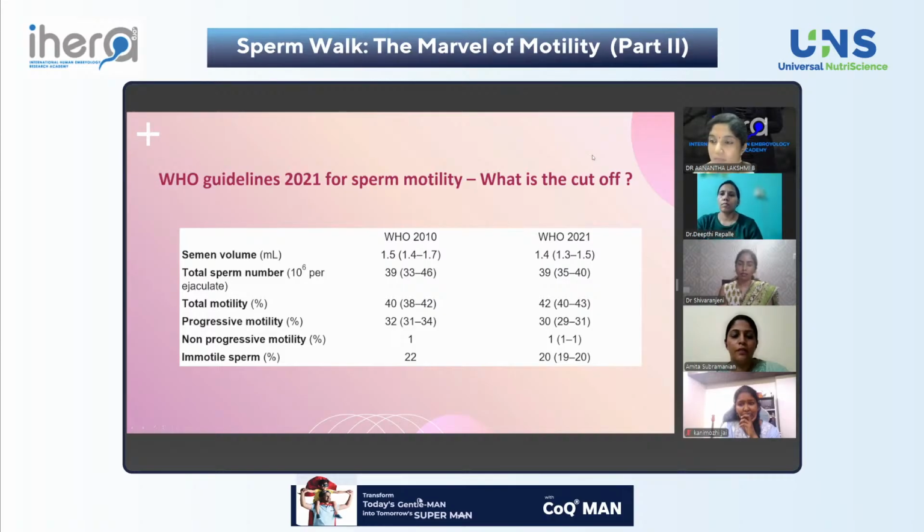Sir, progressive motility matters, but the total motility does not matter, sir, because total motility includes the type C also.